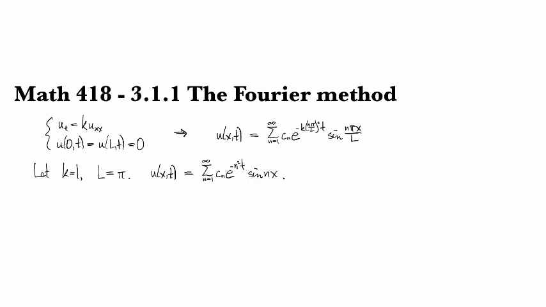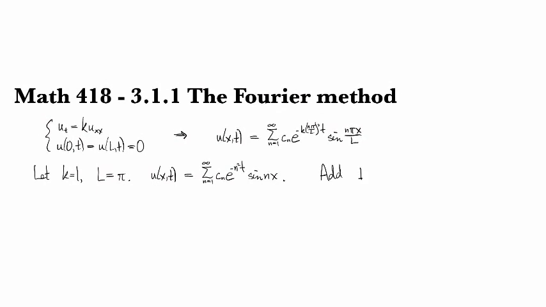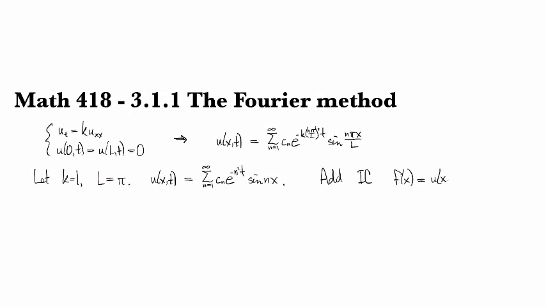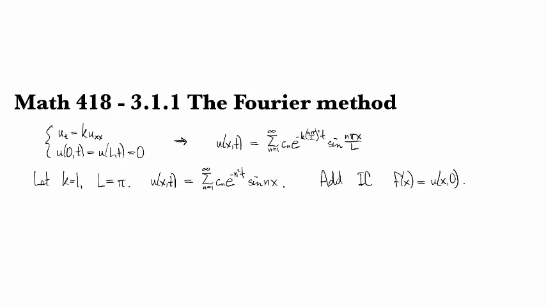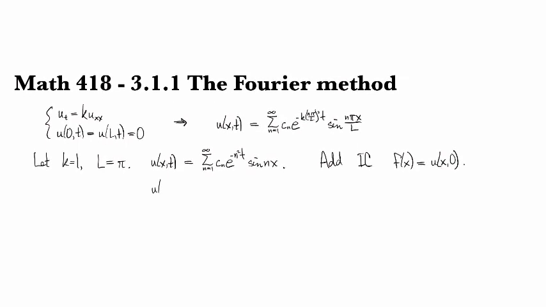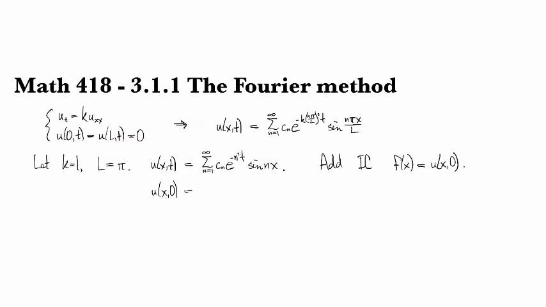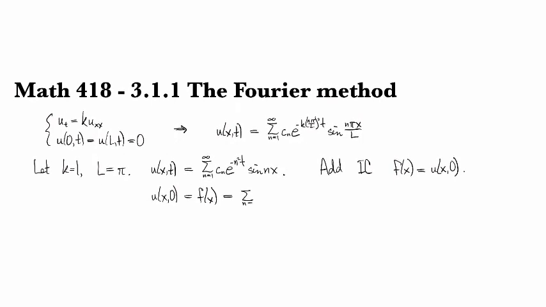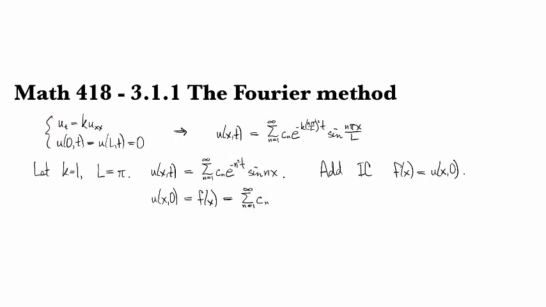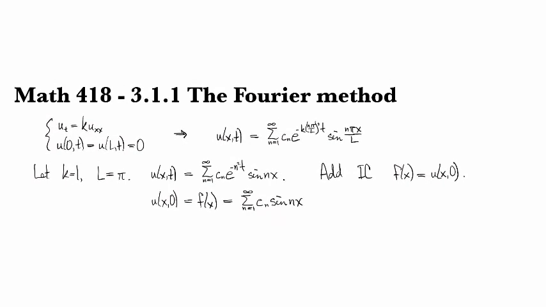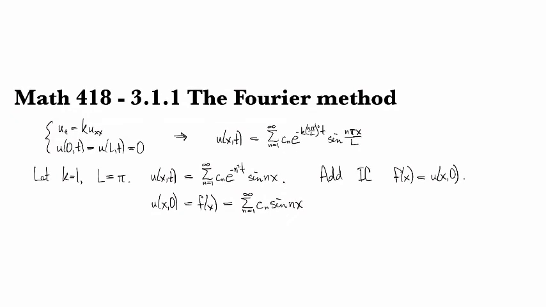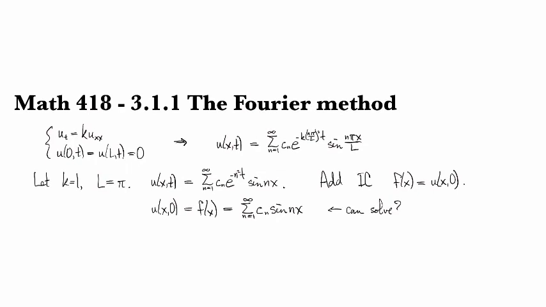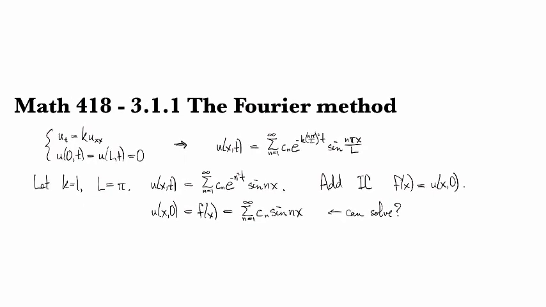Okay, suppose we add the initial condition of f. Well, then evaluating this at time 0, the exponential term drops out, and this has to look like just the sum of C_n sine nx. So we have to be able to solve this. And so then the question is, for what sorts of f's can you solve this?